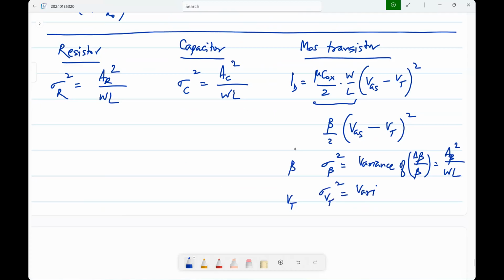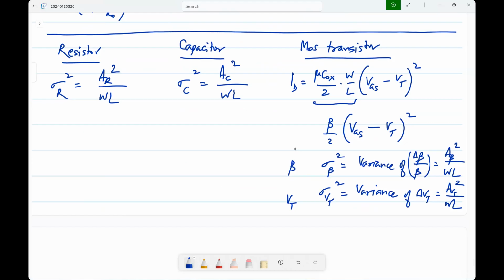So in case of VT, this will just be the variance of delta VT, not delta VT by VT. It's the variance of the threshold voltage itself, and that will be A_VT square by WL. For any component, the variance will be inversely proportional to the area of the component. This is because these random errors average out from different parts of the larger area.